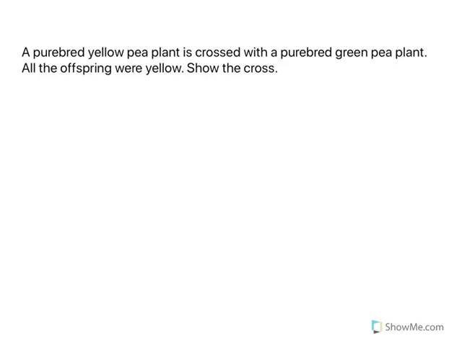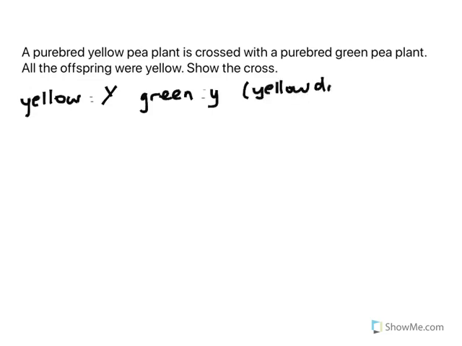So the first cross we're going to do involves crossing a purebred yellow pea plant with a purebred green pea plant. Purebred means homozygous. The first step we do is write down which is dominant and which is recessive. Yellow, we give a capital Y because it's dominant. We know this from the question because all the offspring were yellow. So therefore we give the green one a lowercase letter.